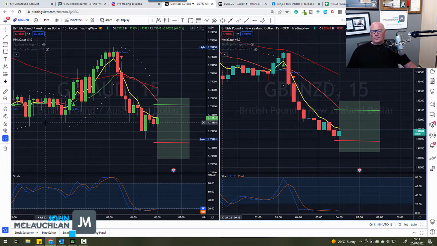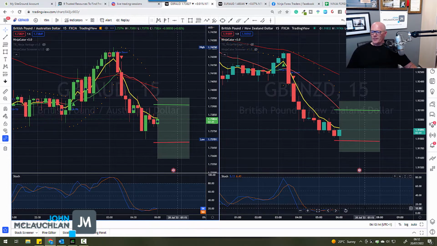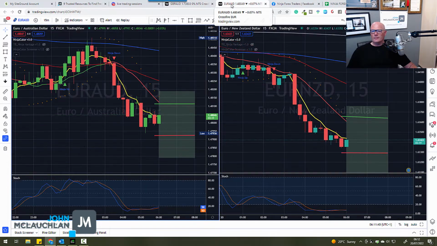So if we start with the pound Australian dollar, price has gone to the top, 1.74, and it's currently where it's at now. The stochastic, even though it's a lagging indicator, is telling us that it's been oversold, and it's now into the extreme of the oversold, as is the pound New Zealand dollar. That's very similar. It's gone into the oversold area, and it's showing us into the extreme. Same with the Euro Australian dollar and the Euro New Zealand dollar, and again the pattern is very, very similar.